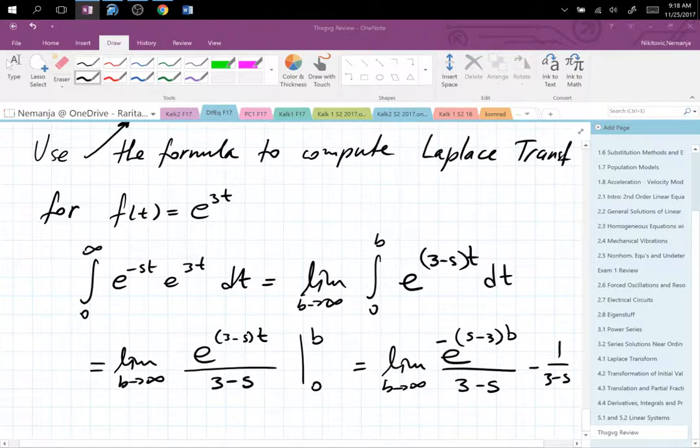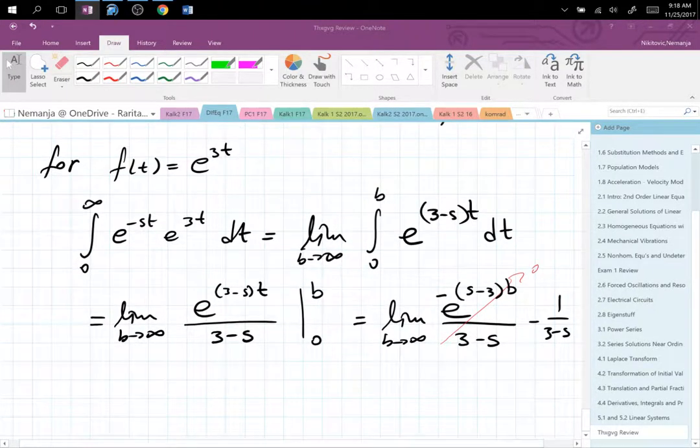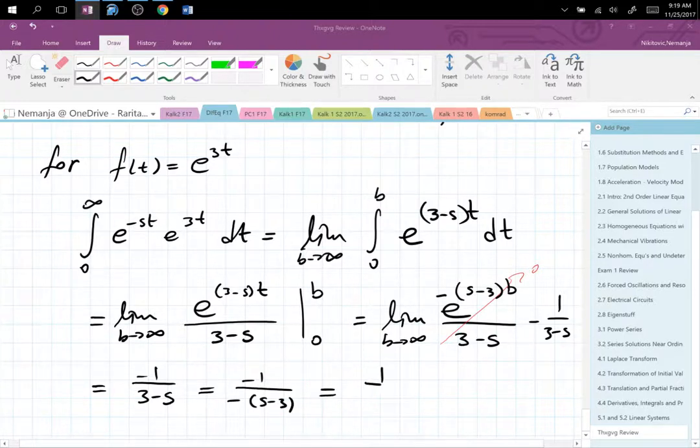So now you have negative b on top. Negative b, you plug in infinity is negative infinity, e to negative infinity goes to 0, so the entire term dies, and you are left with negative 1 over 3 minus s. We switch this into negative 1 over negative s minus 3. Negatives cancel, and you got your 1 over s minus 3 for s larger than 0.